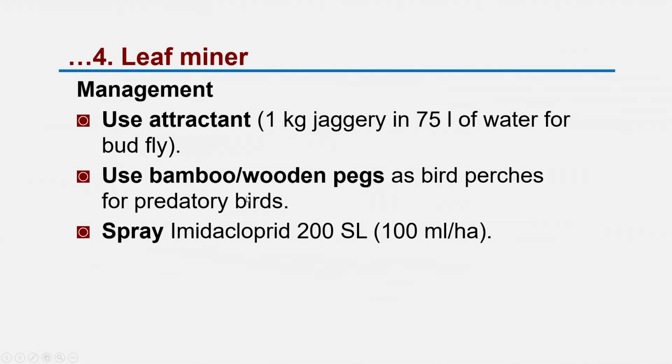Now, how to manage the leaf miner? Use attractant, 1 kg jaggery in 75 liter of water, for fruit fly. Use bamboo or wooden pegs as bird perches for predatory birds. So, these predatory birds can eat the larvae and reduce the damage. Spray imidacloprid 200 SL at the rate of 100 ml per hectare. This 100 ml can be mixed in 500 liters of water and sprayed.